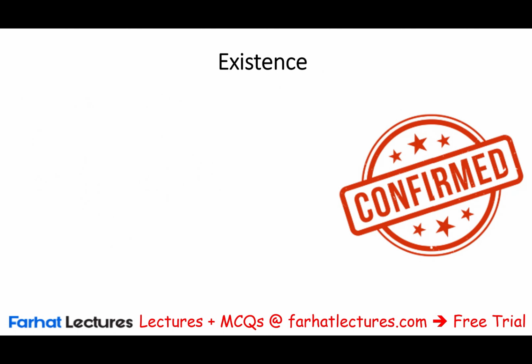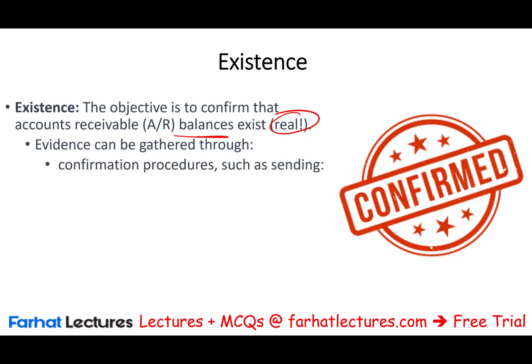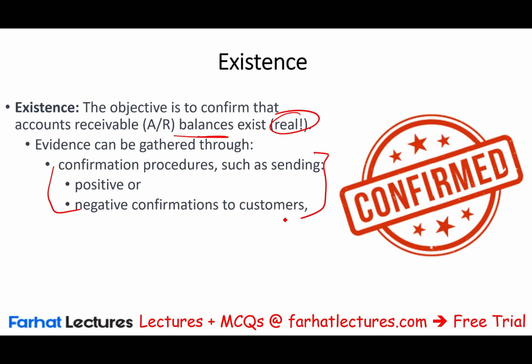Let's start with existence. What is the objective when we do existence? What's the objective of this step? It's to confirm that the account receivable actually exists. The balances that we see are real. Now, what do we have to do to confirm existence? Well, we can do many things, but the best way to do it is to gather certain types of evidence. What evidence are we looking for? Confirmation procedures. Sending confirmation to the customers, to the people that owe the company money, is the best way to confirm. Now, we could have positive confirmation, negative confirmation, and we're going to have a whole session about confirmation, because confirmation is so important as part of account receivable audit.